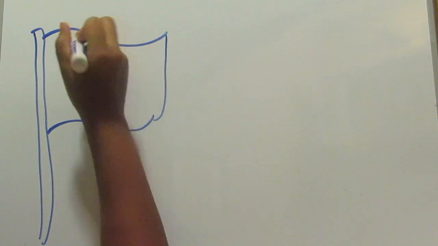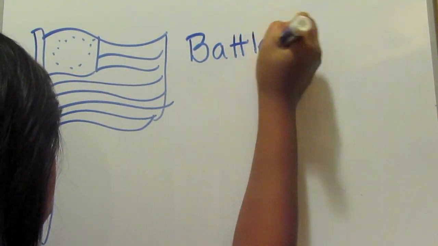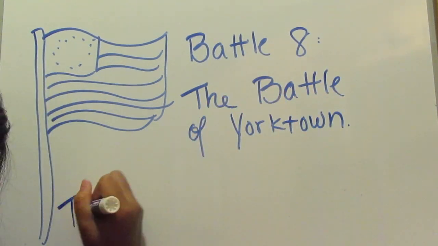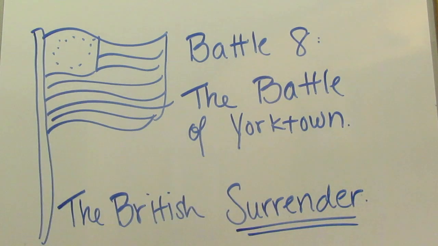The Battle of Yorktown was the final battle of the war. The French Navy helped General George Washington and his army by blocking the harbor. The British were forced to surrender. By blocking the harbor, the Americans and the French defeated the British. This was the very end of the war.